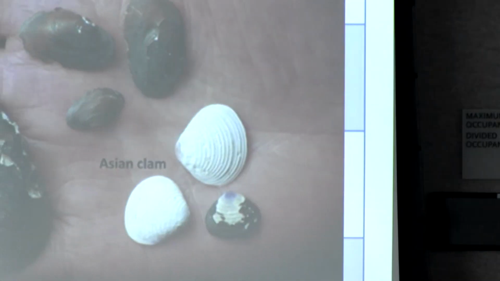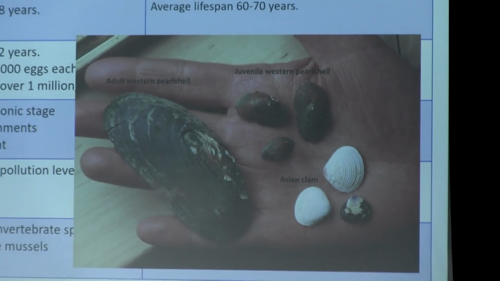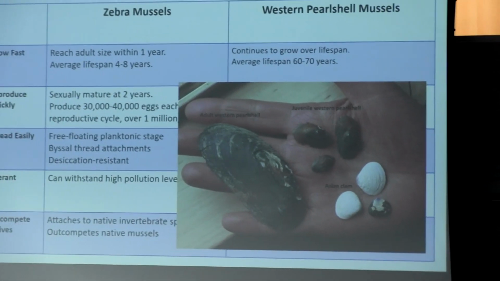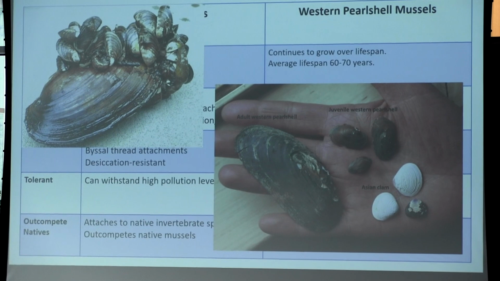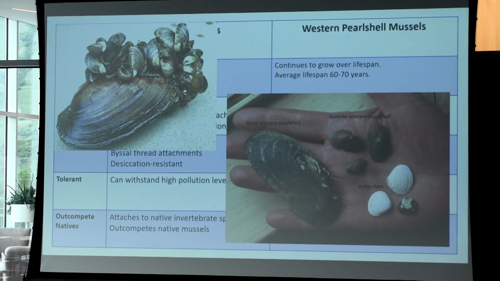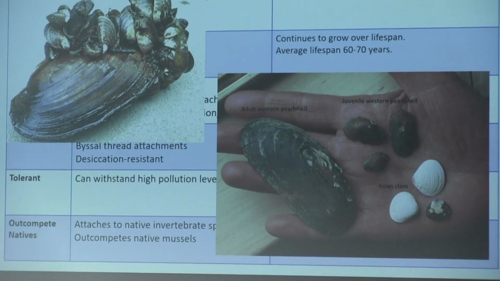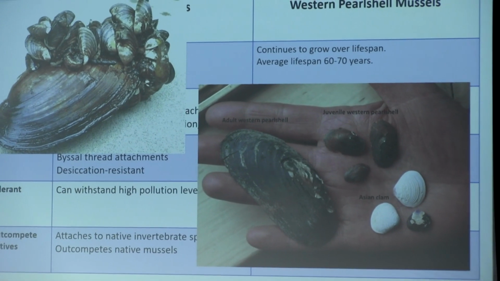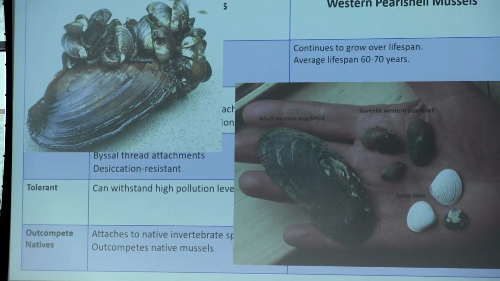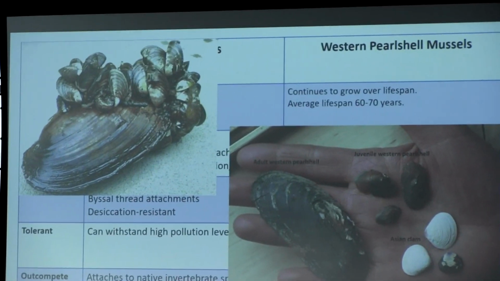So this is just a size comparison between juveniles and the adult Western pearl shells, and then some of our invasive Asian clams. Currently, we don't have a large population of these, but we are always on the lookout for new populations. This photo is of zebra mussels attaching themselves to one of our native mussels. As you can see, they can attach with those byssal threads to invertebrates. Recently, we saw them attached to a fish, not here in Montana, but elsewhere. So they can definitely have a really bad effect on whatever they've attached to.